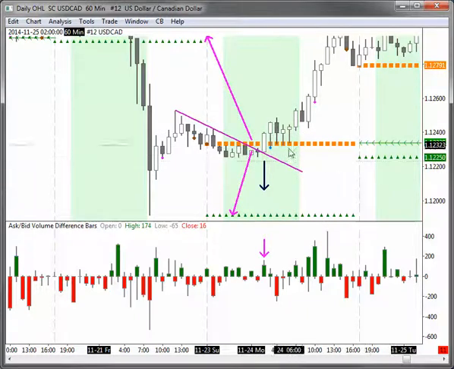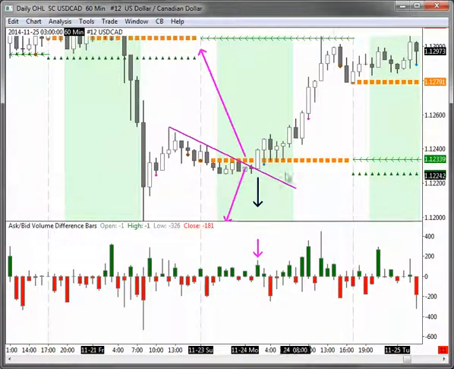Now, before I even get back into the ask bid volume bars, here's a thing I like to look at, and that's the daily open. And this daily open, we break above it, and then it starts to serve as support. So you can see the next bar, we come down to it and we find support. Buyers come in, they move price up. The next bar, we come down to it. Buyers come in, they move price up.